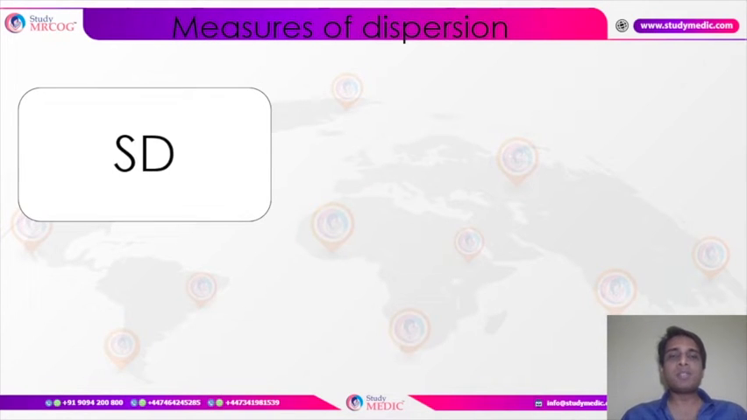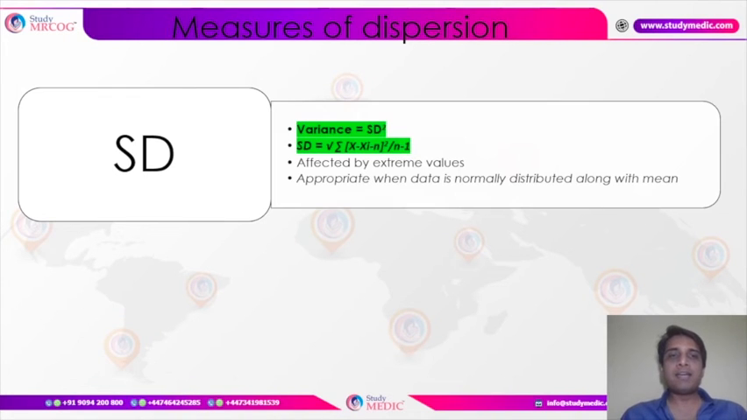Now, coming to measures of dispersion, the most important is the standard deviation. It is the square root of variance. Standard deviation is usually calculated as the square root of the sum of squared mean differences divided by n. It is affected by extreme values, similar to mean. So it is appropriate when data is normally distributed and is always used along with the mean.